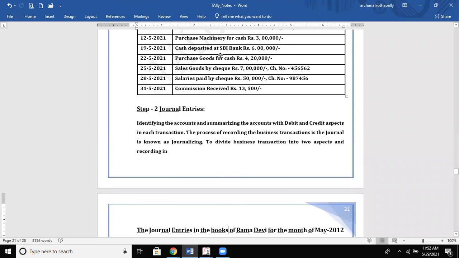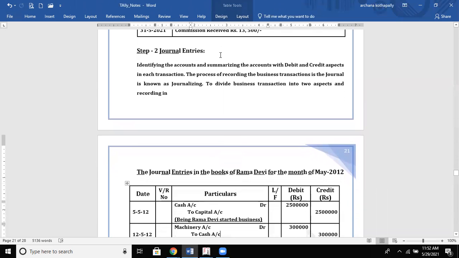And on 25th May, she sold the goods by check as well as the check number is updated. She also paid salaries and she also received a commission. So this is the information which was there, and the same information is recorded in a day book. Now the same thing has to be journalized. Journalized is nothing but journal entries have to be framed.